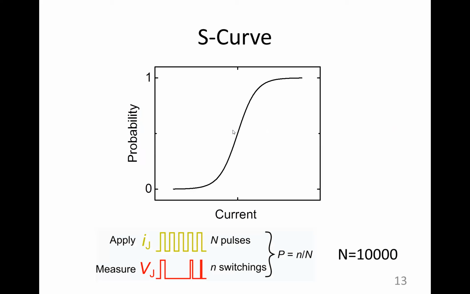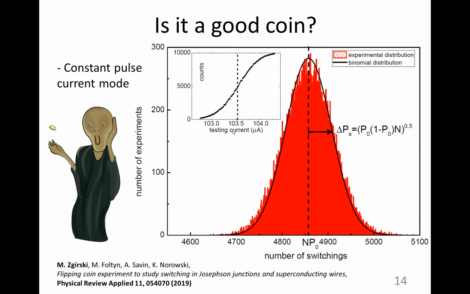And our bridge is indeed some kind of an electrical coin with a probability that can be tuned by the current. And we can ask, is it actually a good coin? In a good coin, the outcome of one toss should not influence the subsequent experiments.